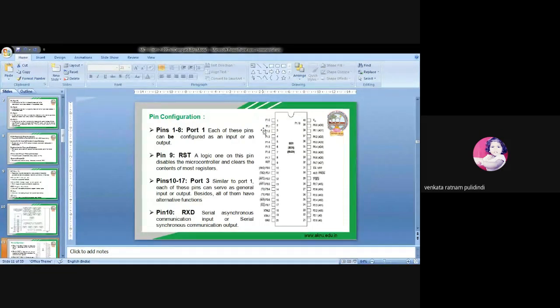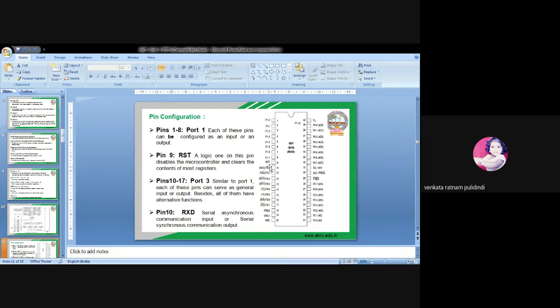Now here, starting at port 1, pin number 1 to pin number 8 is port 1. Each of these pins is configured only for IO. These pins are dedicated only to IO lines. There is no other purpose.